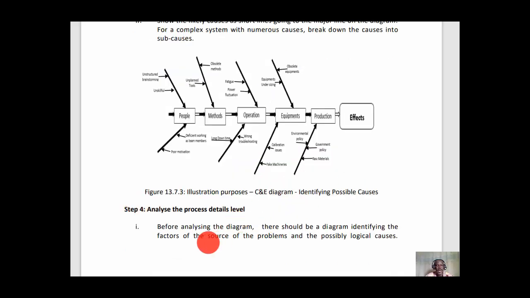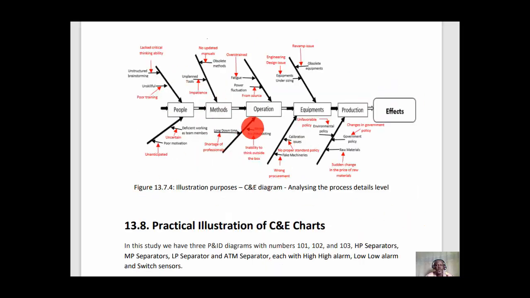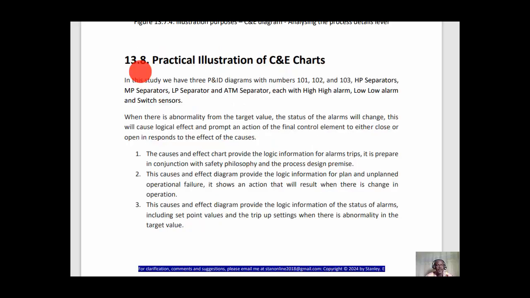Step 4. Analyze the problem's detail level. Begin the investigation of what could further cause additional problems, and then develop the effect action due to the functions of the source of the problems. For illustration purposes, this figure shows a C&E diagram analyzing the process details level as explained above. Let's take a look at a practical illustration of a C&E chart.